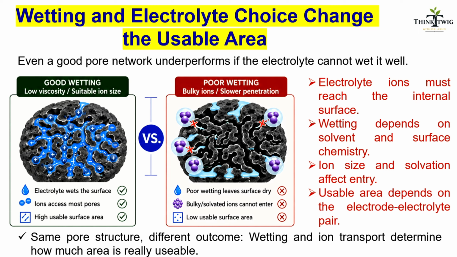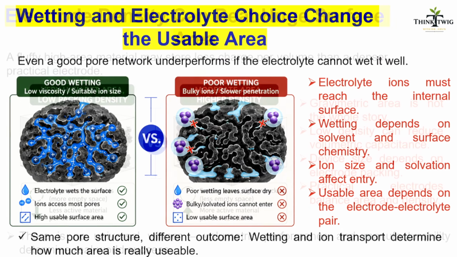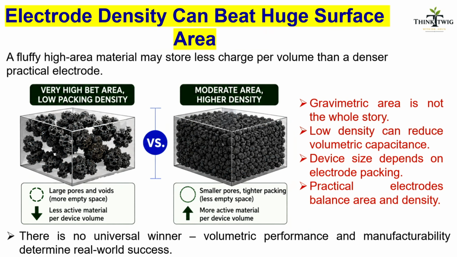Now we have discussed surface accessibility, pore size, connectivity and wetting. But a real device introduces another important limitation, that is space. And that takes us to the electrode density. Now imagine a carbon with an enormous BET surface area. It looks excellent during characterization, but the powder is extremely light and fluffy. A small mass occupies a large volume. Is that a problem? For a real device, definitely yes.